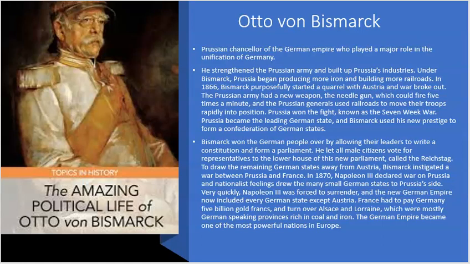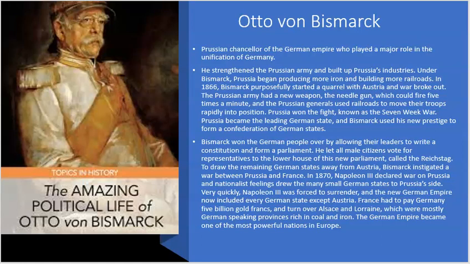Otto von Bismarck. Prussian Chancellor of the German Empire who played a major role in the unification of Germany. He strengthened the Prussian army and built up Prussia's industries. Under Bismarck, Prussia began producing more iron and building more railroads. In 1866, Bismarck purposefully started a quarrel with Austria and war broke out.